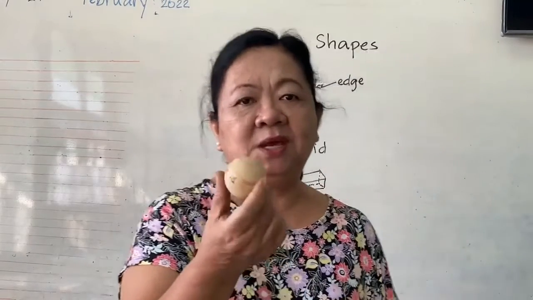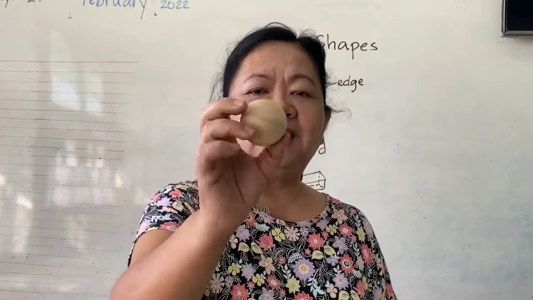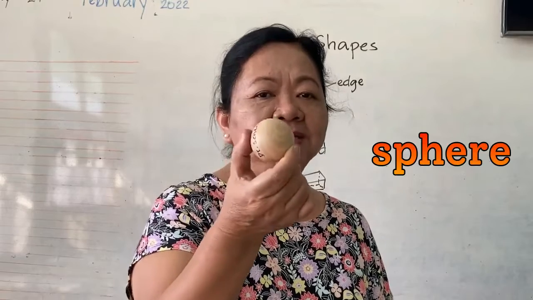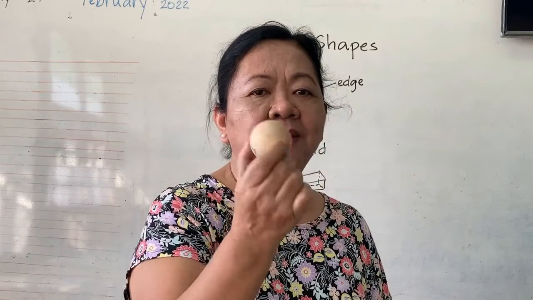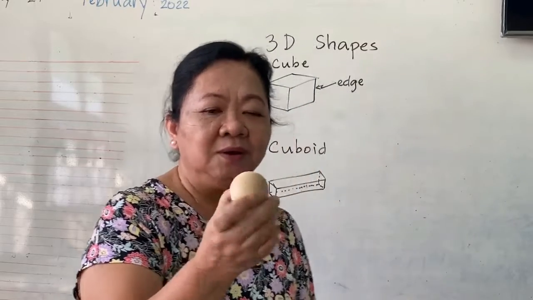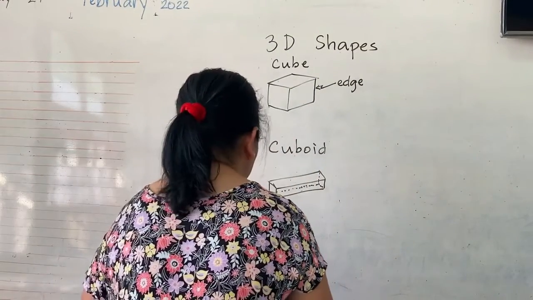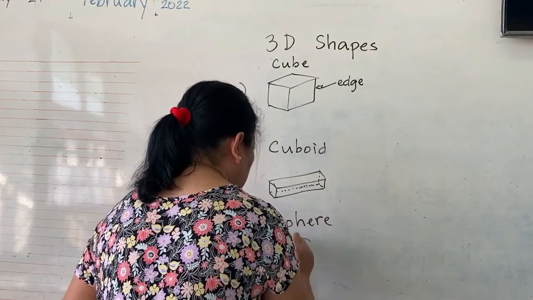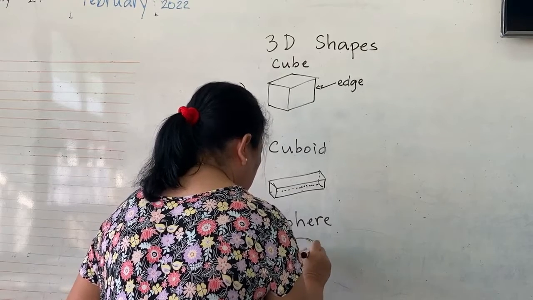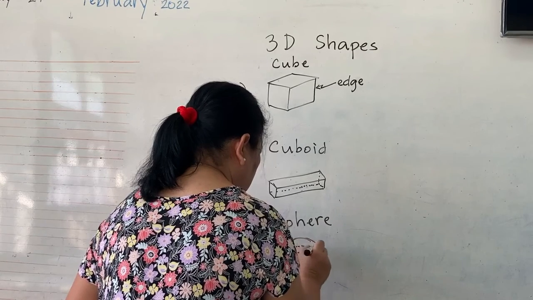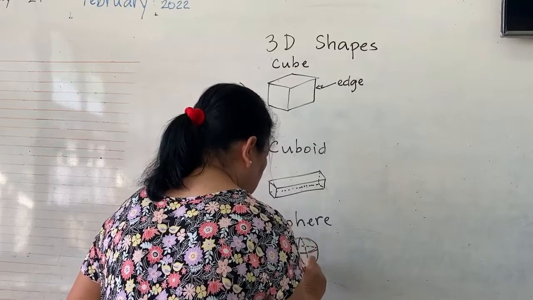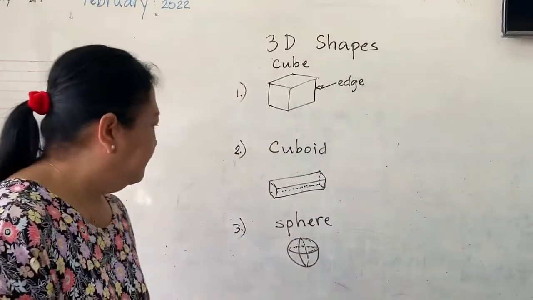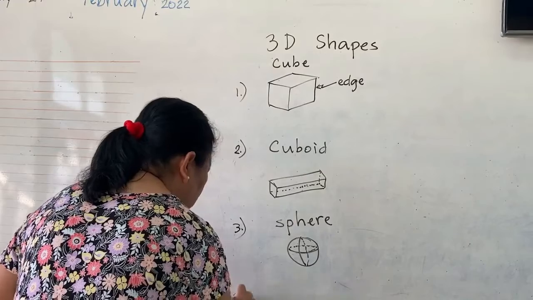Now, number 3, we have the so-called sphere. If it is a 2D shape, it is a circle. But if it is a 3D shape, with 3 dimensions, then we call this a sphere, like the earth, the moon, the sun, a watermelon. Not so perfect, but this is the perfect sphere.